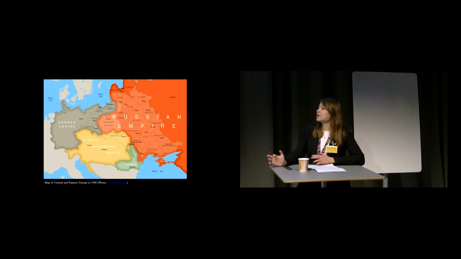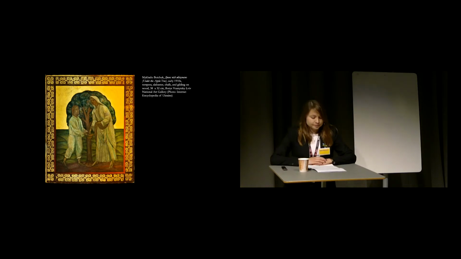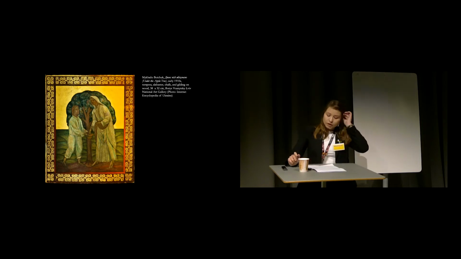For reasons that will become clear towards the end of my talk, not many of Boychuk's works have survived. A rare example is this icon-like painting from his early period that shows a synthesis of all the styles that I've just described. So we can see flattened forms characteristic of Byzantine art, a harmonious composition learned from the Italian pre-Renaissance painters, and then Nabi-inspired decorativism and symbolism.